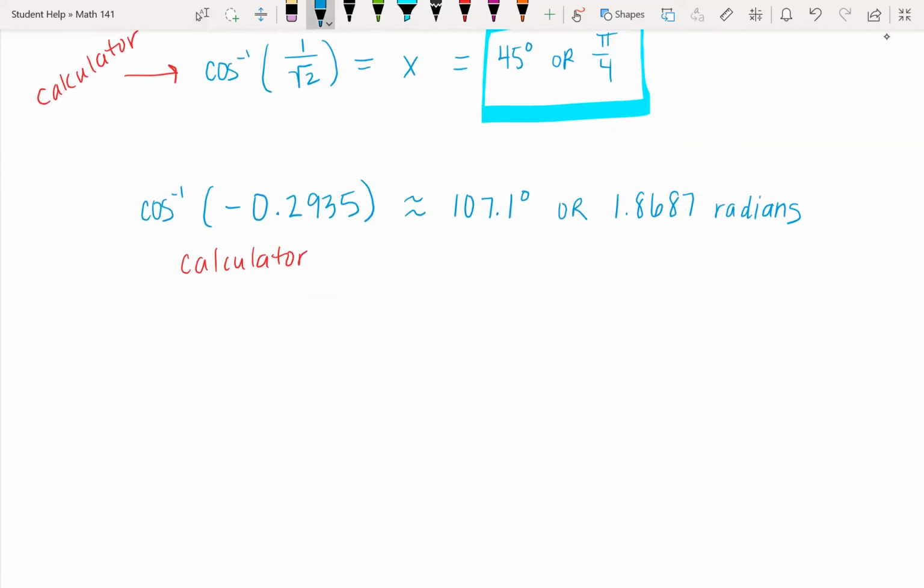Let's look at tangent inverse of 158. We'll just plug that straight into the calculator. And the calculator will tell us that it is approximately 89.6 degrees, or 1.5645 radians.